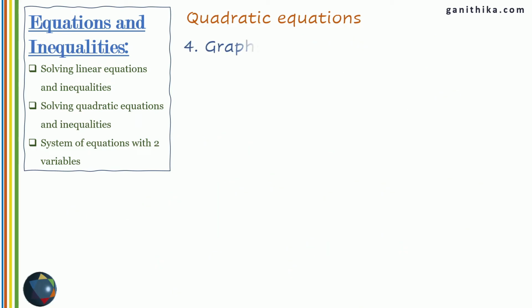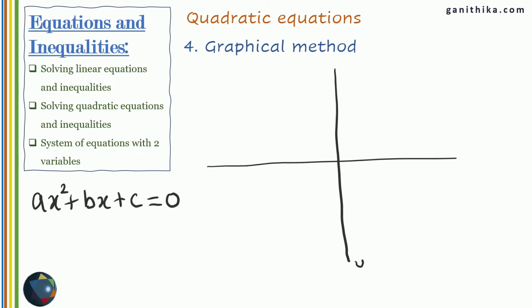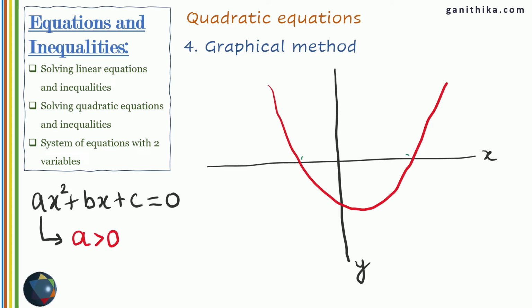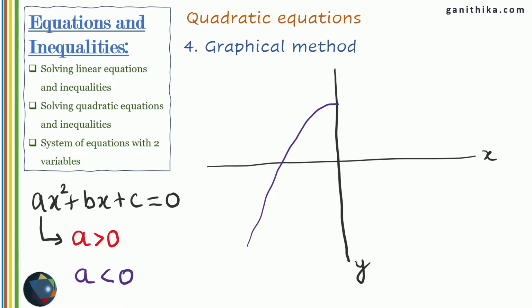Going further, the graphical method of solving quadratic equations. Now this is the quadratic equation. You need to plot it on a graph, with x and y axes. If a is positive, the graph would look like this, and the points on the x-axis that it crosses will be the solutions for the quadratic equation. So x1 and x2 will be the solutions for the given quadratic equation. If the value of a is less than 0, which means the coefficient of x square is a negative number, the curve will look like this, and again the points where it crosses the x-axis will be the solutions for the given quadratic equation. This is the method for finding the solutions of quadratic equations using graphs.